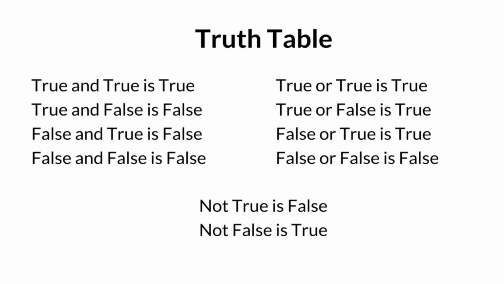On your screen is displayed a truth table. This truth table demonstrates Boolean operators and their results. For example, in the top left-hand side, we see true and true evaluates to true. And at the very bottom of our screen, we can see that not false evaluates to true.